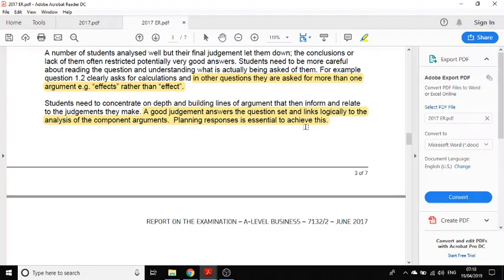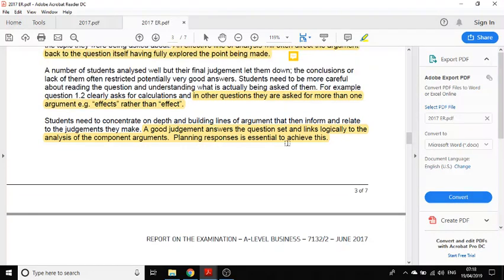Planning responses is essential. So I can't emphasize enough, planning a response is going to enable you to make a better essay. That's recognized by the exam board here. Just taking a few minutes to work out what data you're going to use, what's the structure of your essay going to be, what's your conclusion going to be. If you can do that before you start writing, you're going to have a much better essay and probably get a much better overall grade.